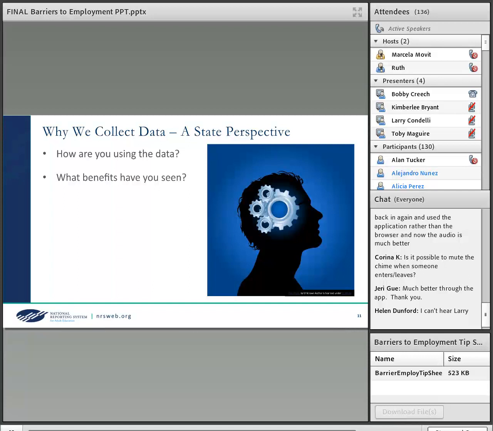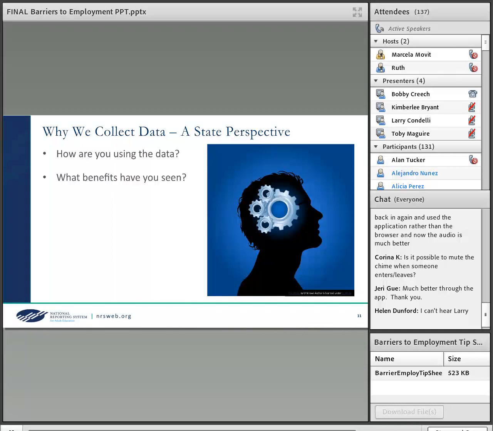Our local programs share the data certainly with their local advisory committees so that they have a good picture, a good understanding, and can help break down those barriers and better support the program. Some other things that I think of are outside grants. It's a good source of data for those.